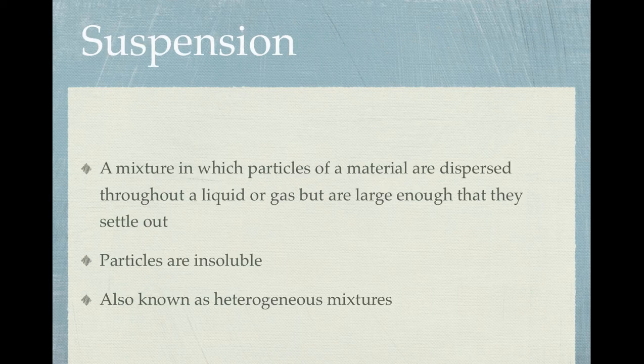Okay, we're now moving on to the next type of mixture, which is a suspension. This is a mixture in which the particles are dispersed throughout a liquid, but they're so large that they actually settle out. These particles are insoluble, meaning that they won't dissolve, and a suspension is also known as a heterogeneous mixture because it looks like two or more things combined together. You can definitely see the different components in a suspension.